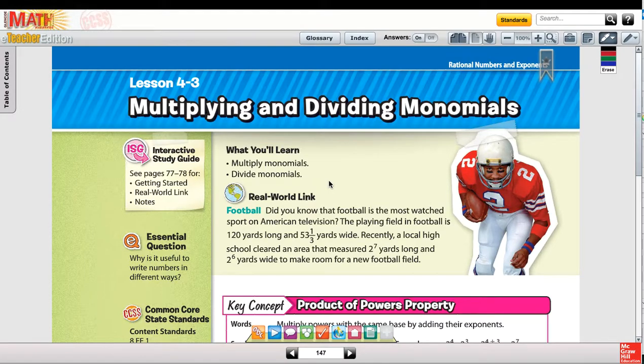In Lesson 4.3, you'll be learning how to multiply and divide monomials. Remember that the essential question for Chapter 4 is, why is it useful to write numbers in different ways?